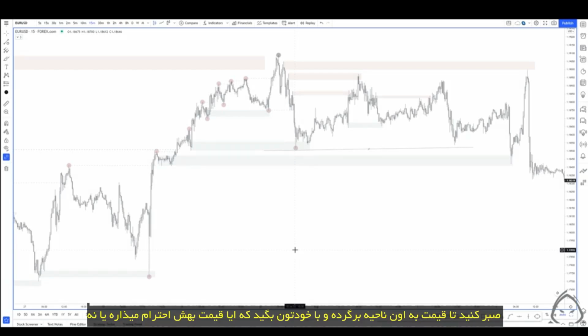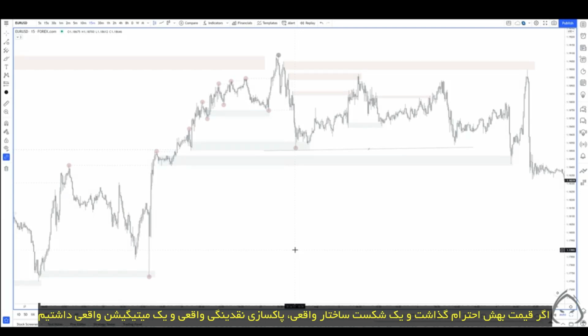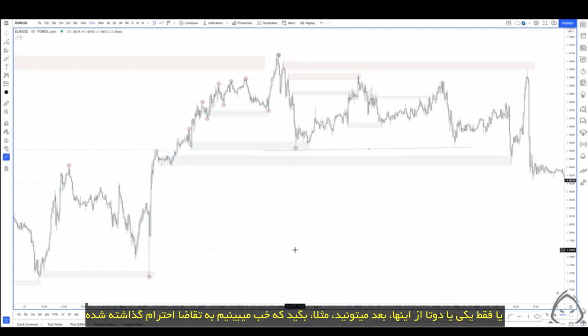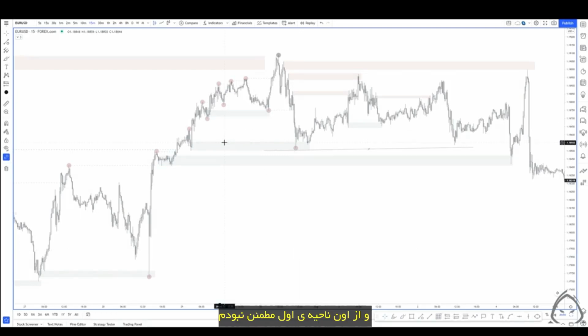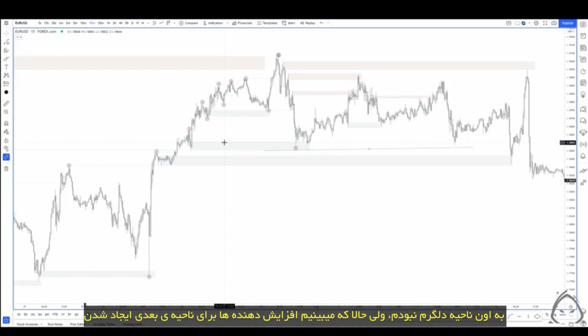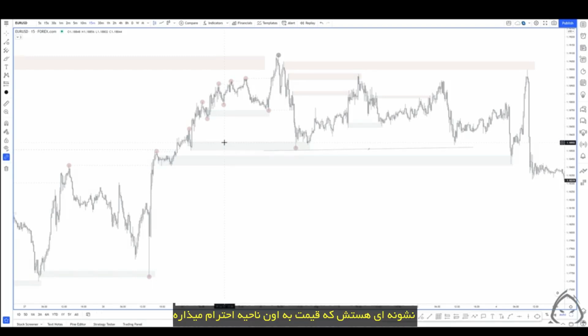Wait for price to return to that area. Say, okay, is price going to respect it or not? If price does respect it, and say we get a true break of structure, a true sweep of liquidity, and a true mitigation, or a combination of two of those or just one, then you can start to say, well, I know that we're seeing the process of demand being respected, for example. That first zone was a little iffy for me. I didn't have that warm fuzzy feeling, but now that I'm seeing all of these factors playing into the next zone, that gives me more of an indication that price will respect that zone.